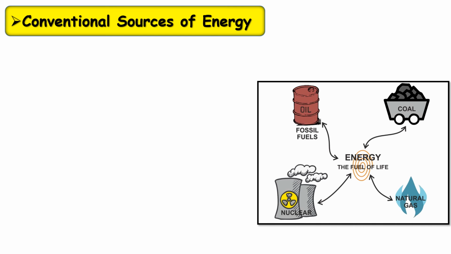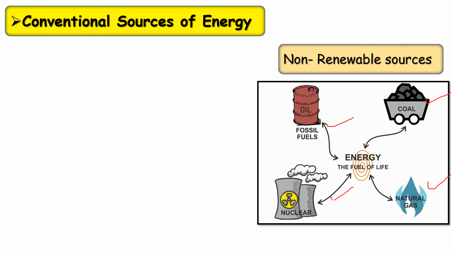So conventional sources are the coal, the fossil fuels, the nuclear fuels, the natural gas. These are the conventional sources which people have been using since so many years. These conventional sources are also called non-renewable sources. Now why are these called non-renewable?